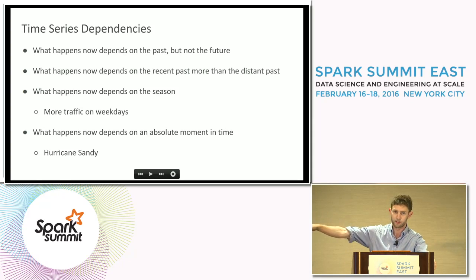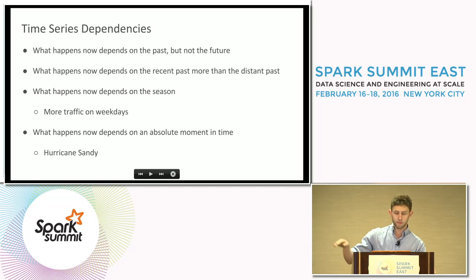What happens now depends more on the recent past than on the distant past. So this is an assumption of a lot of time series models and a lot of the phenomena that we observe in the real world. For example, if you want to estimate what the weather is going to be tomorrow, you're much more likely to get a reasonable estimate if you look at the weather yesterday than if you just look at a mean of weather over all time. And there are time series models like ARIMA models and exponential moving average models that try to define this mathematically.